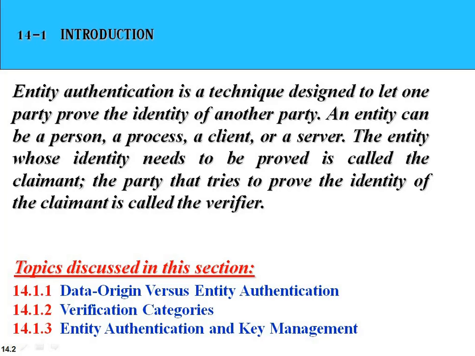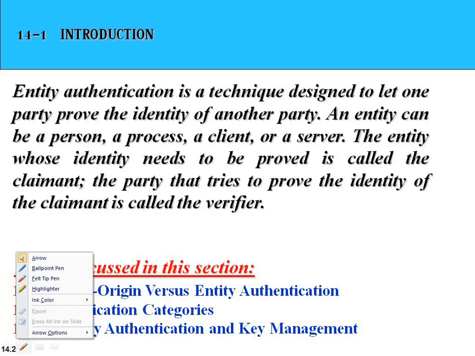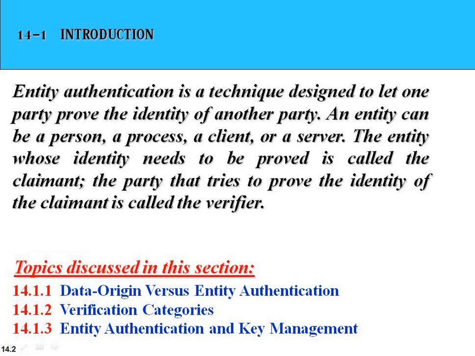Secondly, the entity whose identity needs to be proved is called the claimant, and the party that tries to prove the identity of the claimant is called the verifier. In this chapter we will discuss topics like data origin versus entity authentication, verification categories, and entity authentication and key management.